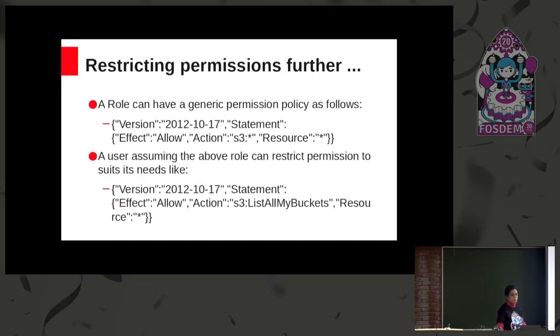As an example, a role can have a policy which allows all kinds of S3 operations like this. But an end user who is trying to assume the role may not want it, or we may not want to provide the end user with the ability to perform all kinds of S3 operations. So in that case, we can restrict the action like this. In this example, it is listed as S3 list all my buckets. So whenever this user tries to perform any other kind of S3 operation, it will be denied according to this permission policy.